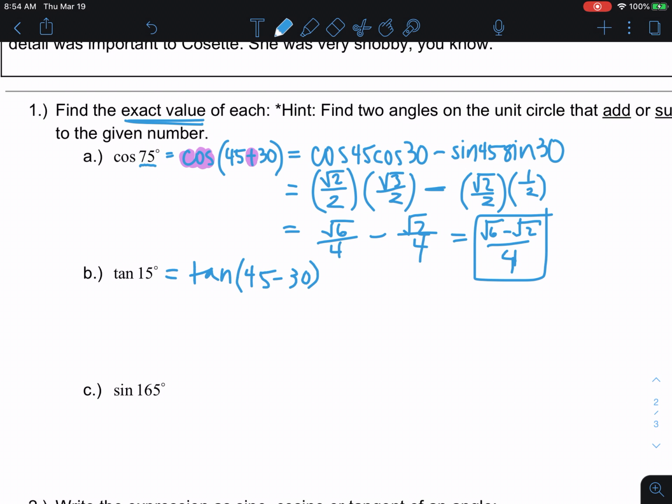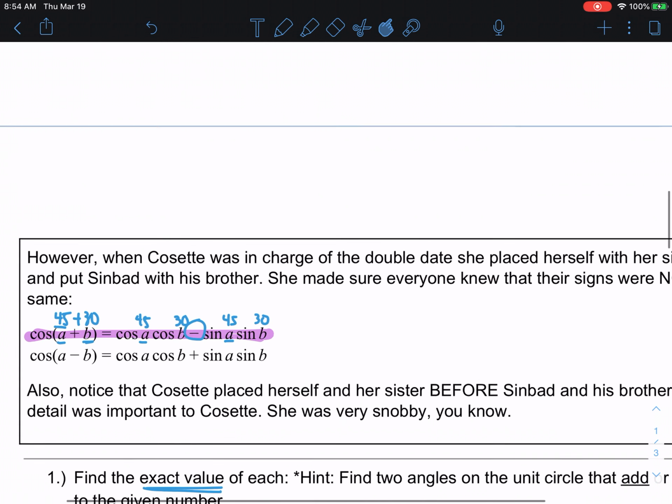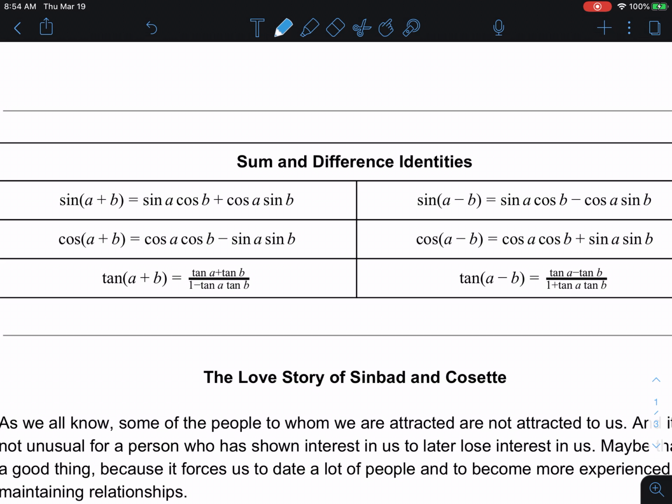Now, since we did minus and we have a tangent here, I'm going to go up to my list of identities and I am going to use this identity right here because I have 45 minus 30. So now whenever I have an A, I'm going to replace that with 45. Whenever I have a B, that gets replaced with 30. So I'm going to plug that in to these parts right there.